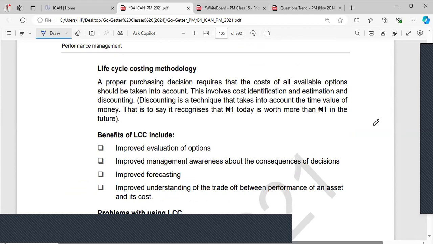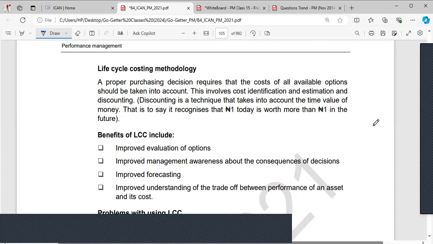All right, so life cycle costing methodology. A proper purchasing decision requires that the cost of all available options should be taken into account. Now, this involves cost identification and estimation and discounting. So you need to put in discounting. Discounting should also be taken into that.